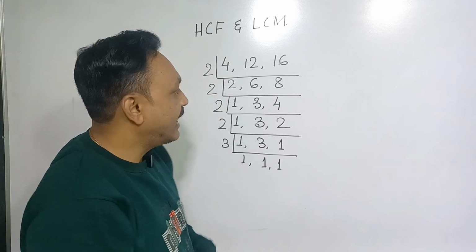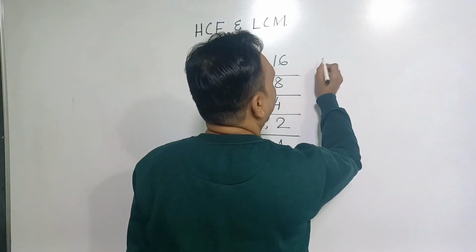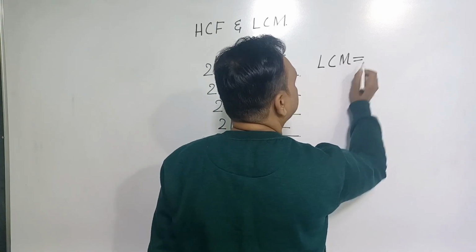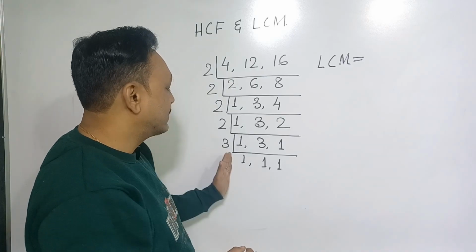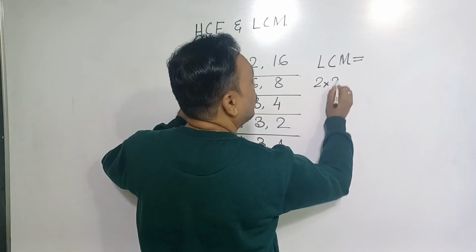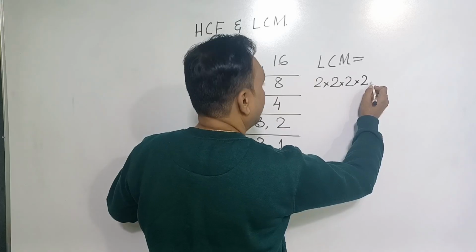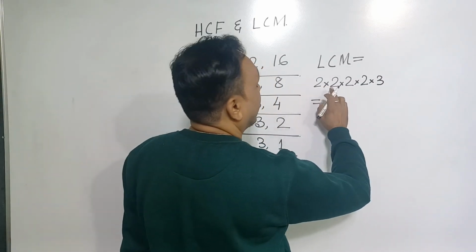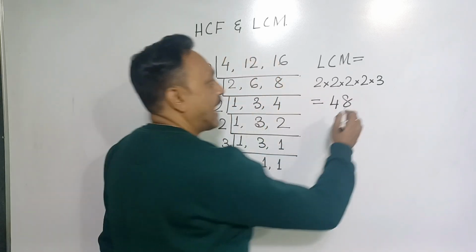Now we are going to find out the HCF and LCM at a time. So what will be the LCM? First, I'm going to find out the LCM, least common multiple. That means for the LCM you have to multiply all the prime numbers you have got. That means 2 into 2 into 2 into 2 into 3. So if we multiply all the numbers, you will get 48. That is the LCM.